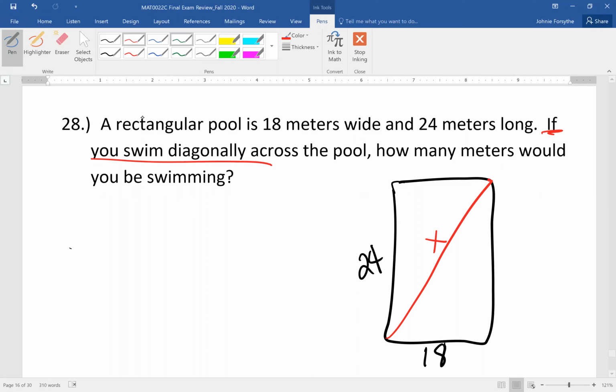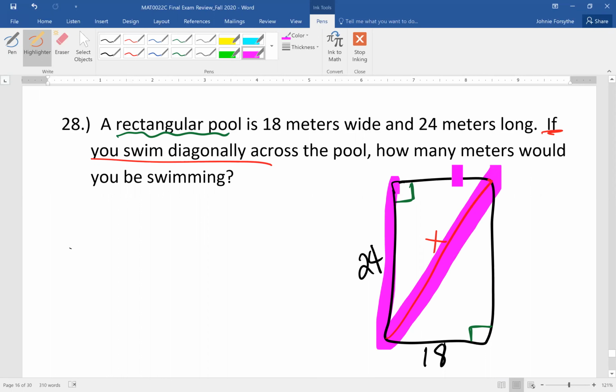So if it's a rectangular pool, that means that my corners are right angles. So what I basically have here is a right triangle. So when I have a right triangle, I can use the Pythagorean theorem to solve for any missing side lengths.